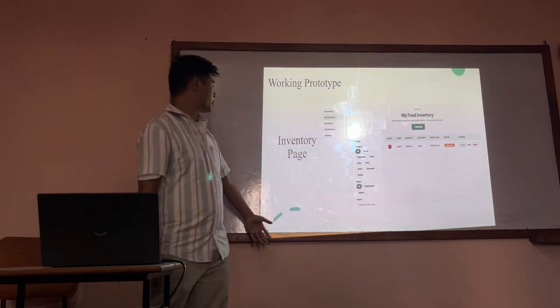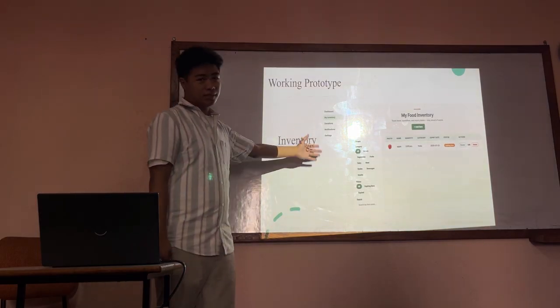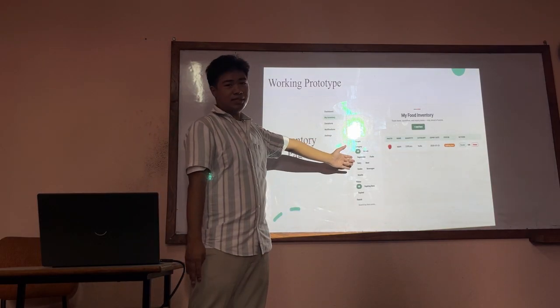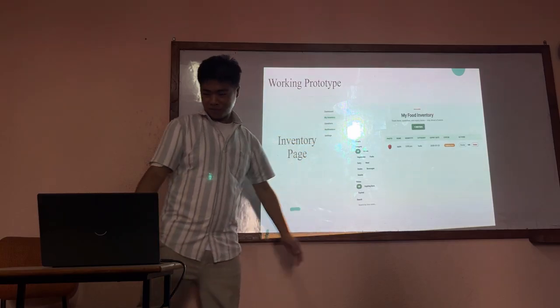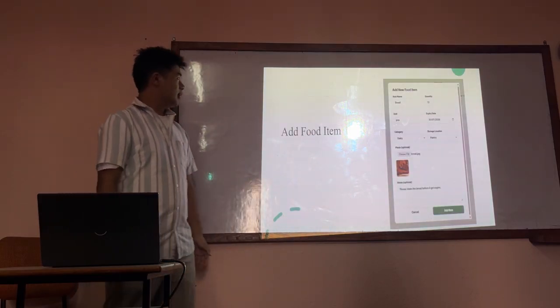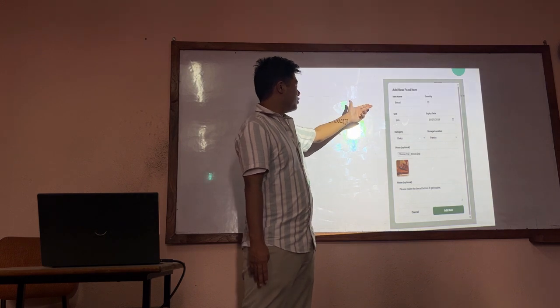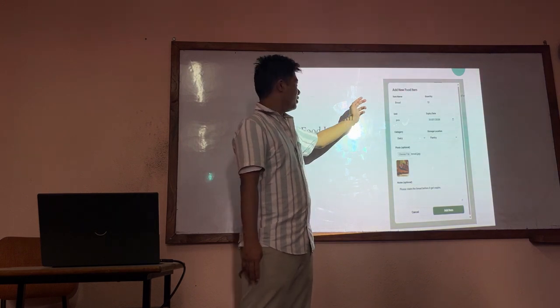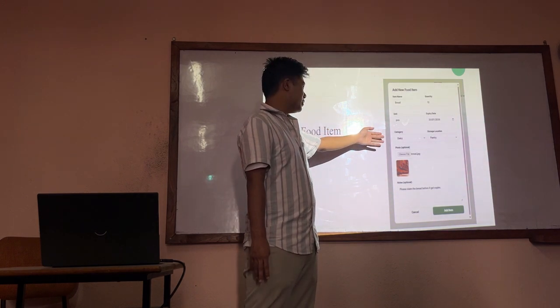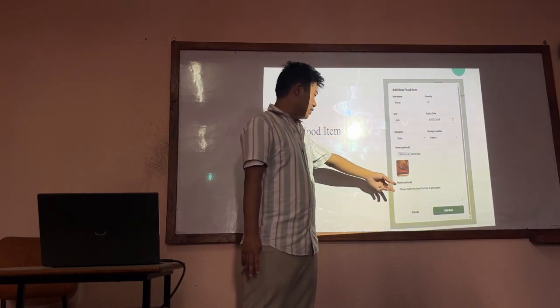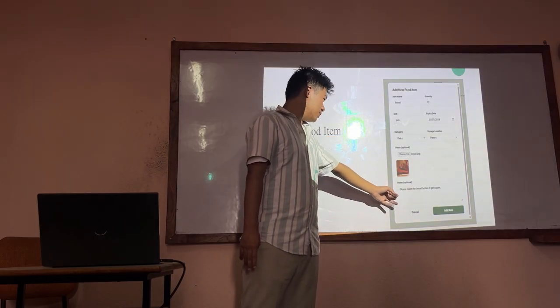So we can see here the working prototypes of the inventory pages. This is the first page you will see when you open the inventory pages. And for adding an item, this is the interface. You can add the name of the food you are donating, the quantity, unit, expiry date, category, storage location, photos, and we can also add a note for the donation.